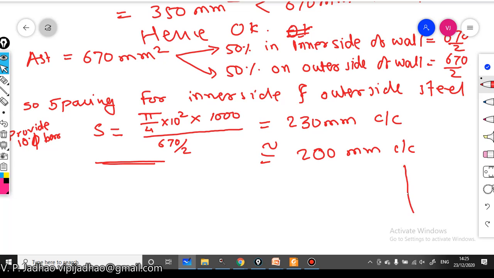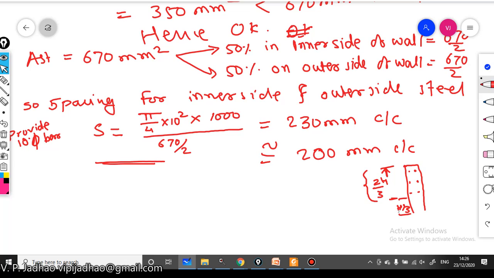We will be providing this hoop steel like this up to a height of h by 3 from the top only. From this height, it will be 2h by 3. We will be providing this steel reinforcement up to a height of 2h by 3 from the top.